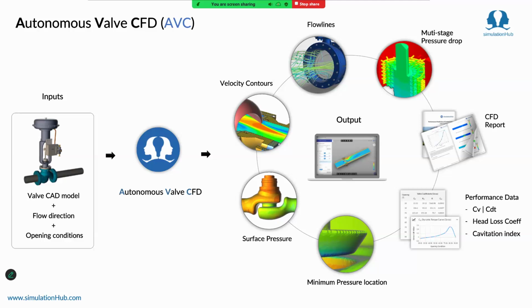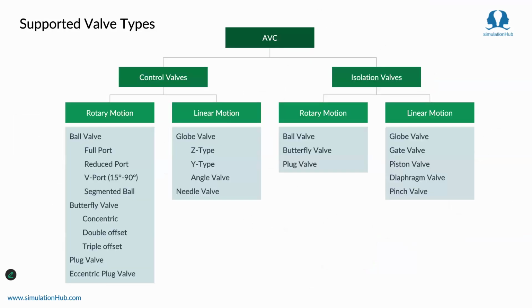The valves that are supported in AVC are as follows. So we support all control and isolation valves, ball valves, we support full port, reduced port, and obviously the V-port ball valve. We have a globe valve in linear motion as well. And similar things can be used for isolation configurations as well. In recent times, we have also started supporting axial flow check valves and axial flow control valves. So the app also gets updated as we interact with new customers, new designs.